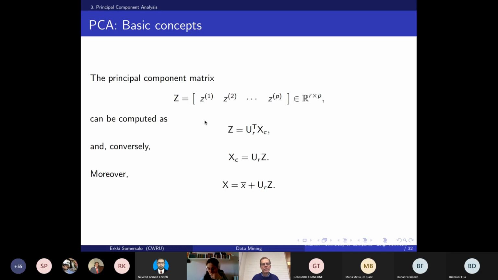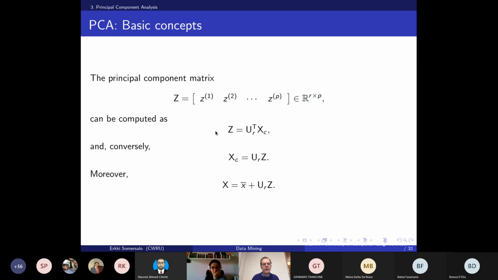So I hope this is helpful. My principal component matrix Z is a matrix whose columns are denoted by Z1, Z2, etc., ZP. I'm trying to be systematic: when you see an upper superindex in parentheses, that typically means I am referring to a vector, and when you see a subindex, that's typically a component of a vector. So these Z1, Z2, etc., ZP are vectors of length R. These are the principal component vectors of my data.